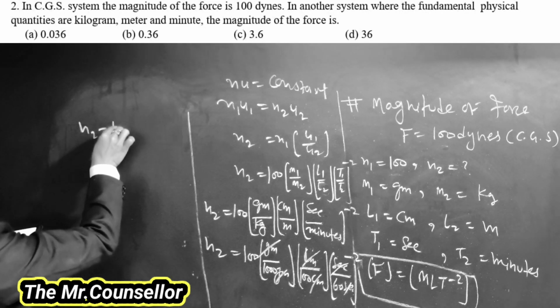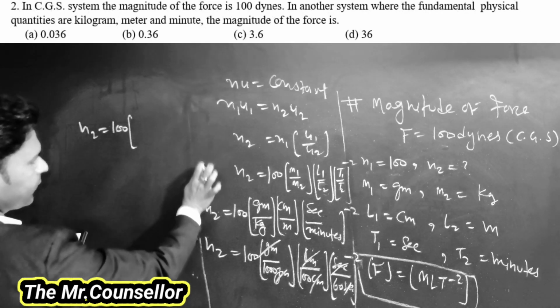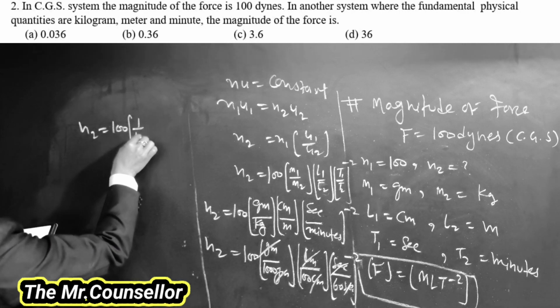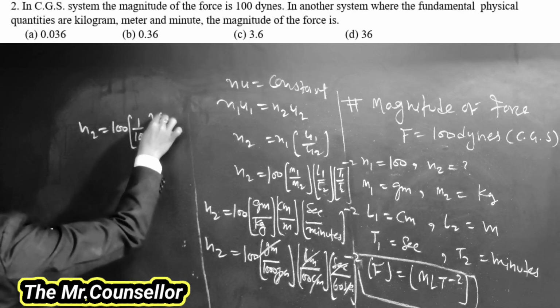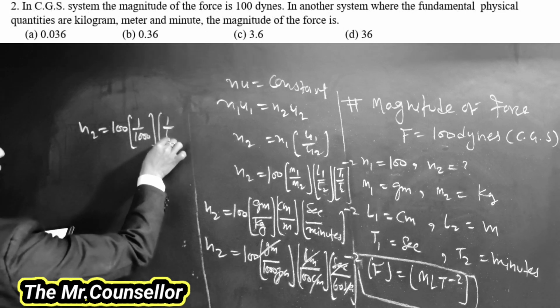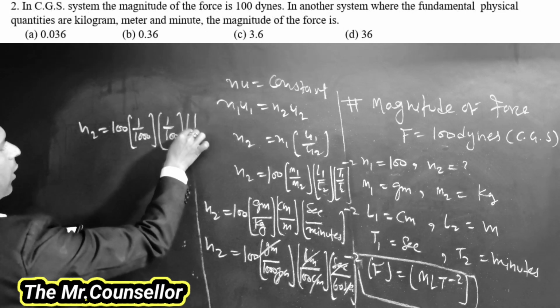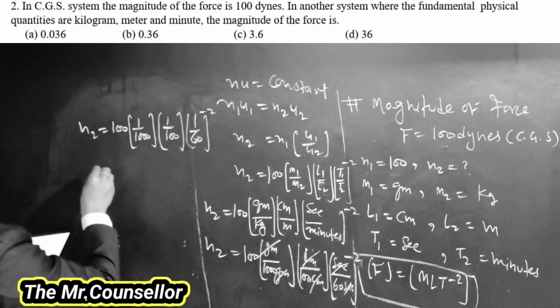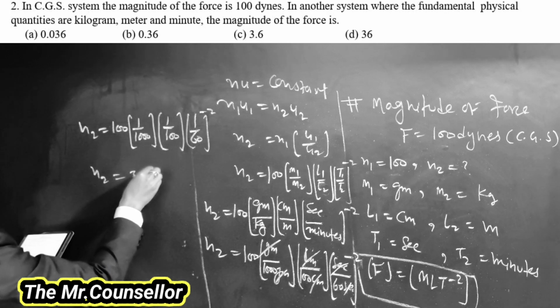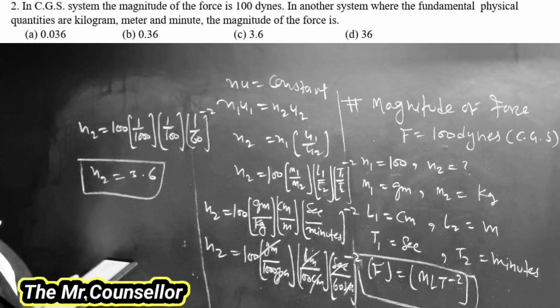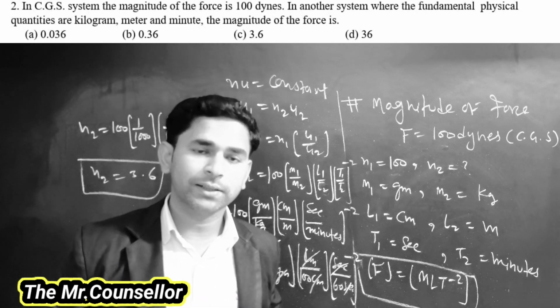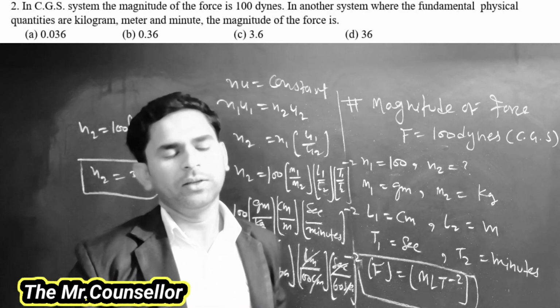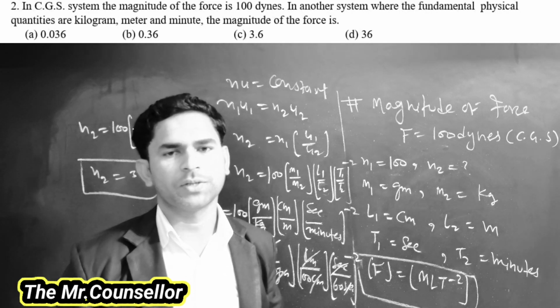Now you can solve this value. Here you can write 100 multiplied by 1 upon 1000, and 1 upon 100, and 1 upon 60 power minus 2. When you solve this value, you will get 3.6. So which option is correct? Option C is the correct answer of this question.